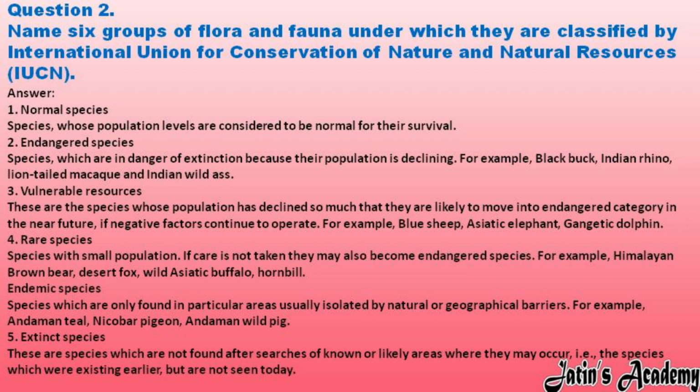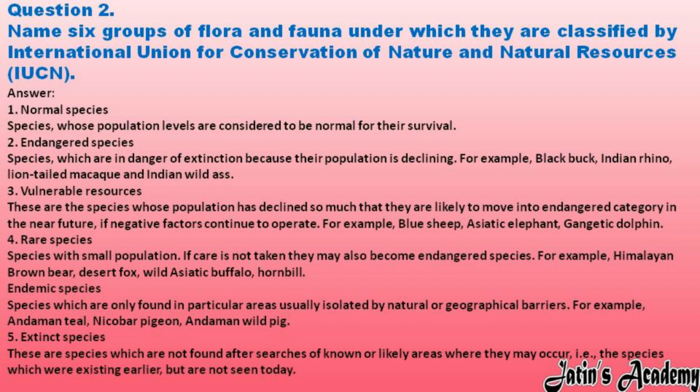3. Vulnerable species. These are the species whose population has declined so much that they are likely to move into the endangered category in the near future if negative factors continue to operate. For example, blue sheep. 4. Rare species with small population. If care is not taken, they may also become endangered species. For example, Himalayan brown bear, desert fox, wild Asiatic buffalo, hornbill.